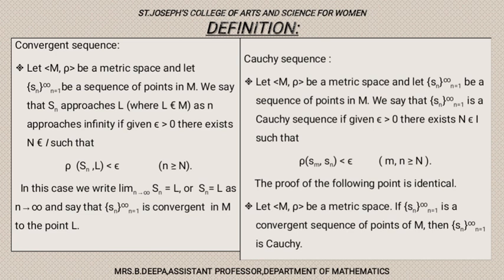Next, Cauchy sequence. Let M comma rho be a metric space and let Sn be a sequence of points in M. We say that Sn is a Cauchy sequence if given epsilon greater than 0, there exists n belongs to I such that rho of Sn comma Sm is less than epsilon. The proof of the following is identical. Let M comma rho be a metric space. If Sn is a convergent sequence of points of M, then Sn is Cauchy. That is, a convergent sequence implies a Cauchy sequence.